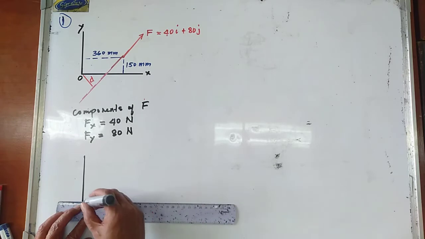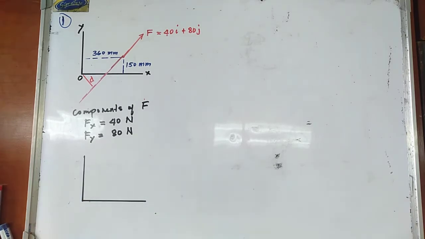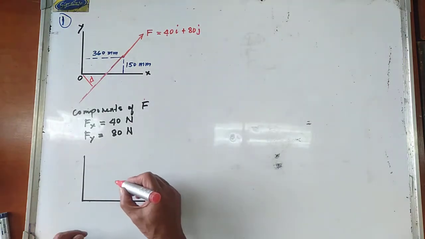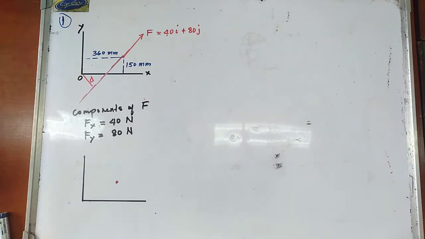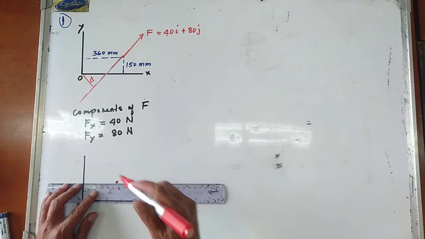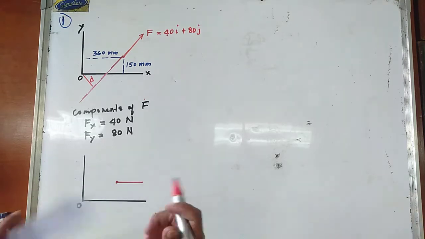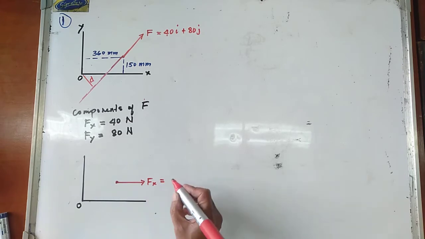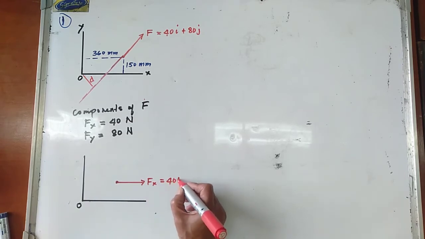So let's try to apply now Varignon's theorem. Since we know the coordinates at this point, the components of that force can be resolved at the point where the x and y coordinates are known. We have your Fx. So this is now your Fx, and your Fx in here is equal to 40 newtons.